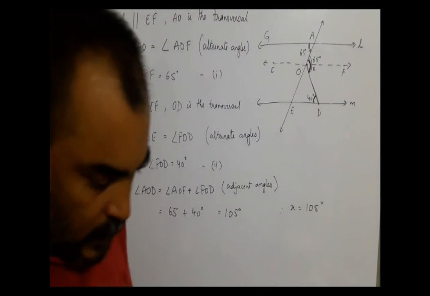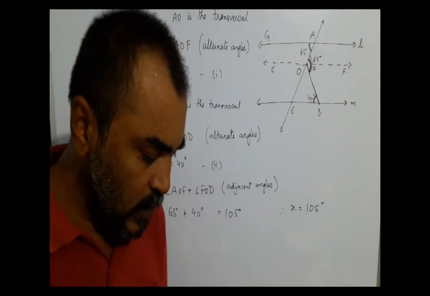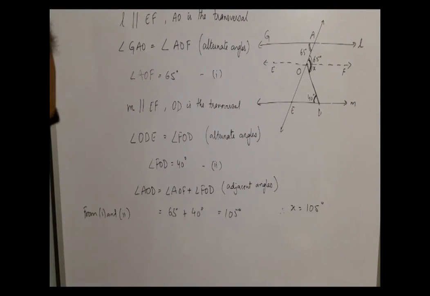So remember, in this sum the middle line was not given to us, so we drew the middle line, and we concluded our answer. Is it clear to you? To make the sums easier, you can draw your own constructions and get to the answer.